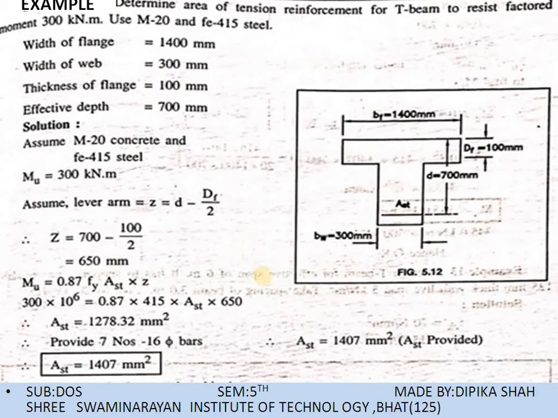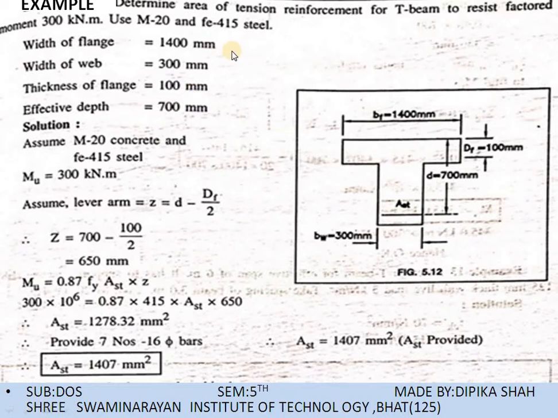Okay, example: determine the area of tensile reinforcement for a T-beam to resist the factored moment of 300 kN·m. Use M20 and Fe415 steel. Here the width of the flange is given as 1400 mm, width of the web is 300 mm, thickness of the flange is 100 mm, and effective depth is 700 mm. So these dimensions are given.